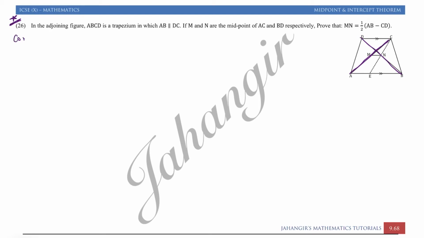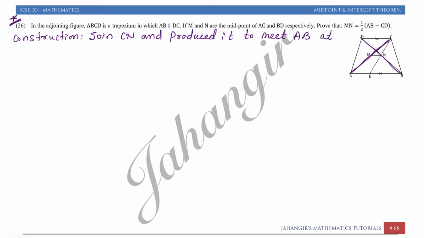So here you have to construct a line. Join CN and produce it to meet AB at E. So we have just drawn a line CN, we have just joined CN which is produced and it meets AB at E. Now we can consider a triangle DNC and triangle BNE. So let us write the proof.